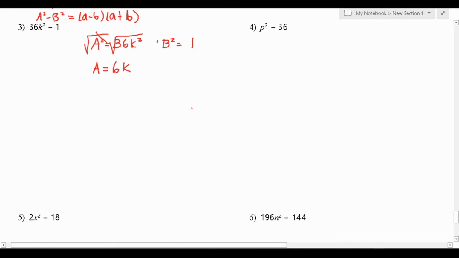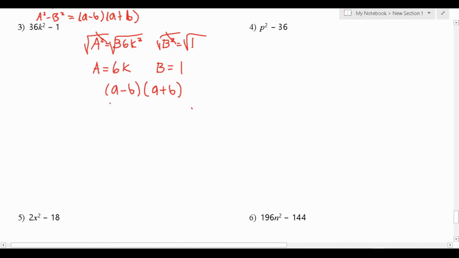And again, to get b by itself, we're going to take the square root of both sides. This is going to cross out, leaving you with just b. Square root of 1 is just 1. And again, the solution for the difference of 2 squares is, again, a minus b, a plus b. We've identified a and b, so now it's just a matter of plugging those in accordingly.